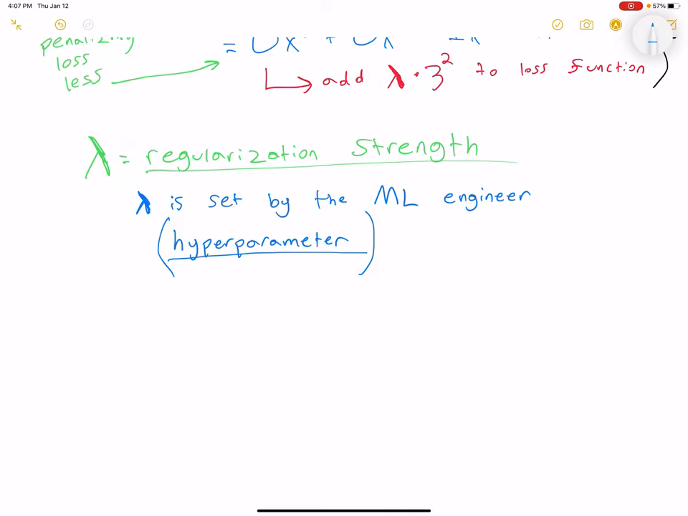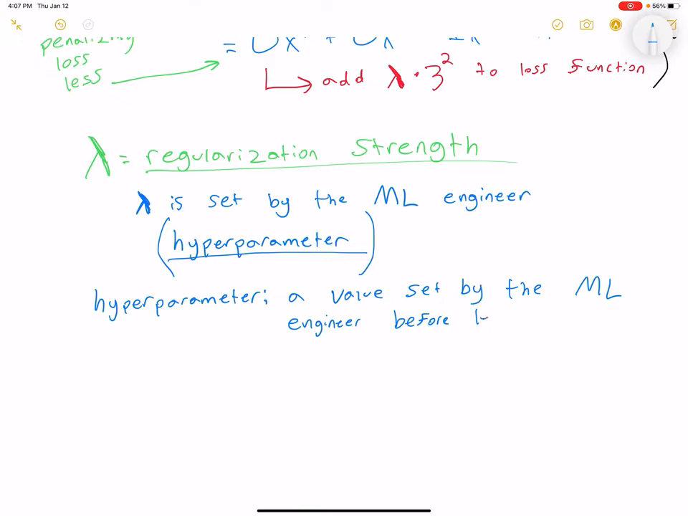So lambda is set by the ML engineer. It's called a hyperparameter. And just to define hyperparameter more formally, a hyperparameter is a value set by the ML engineer before learning begins. And there are many important hyperparameters that we'll learn about, but lambda's the first.